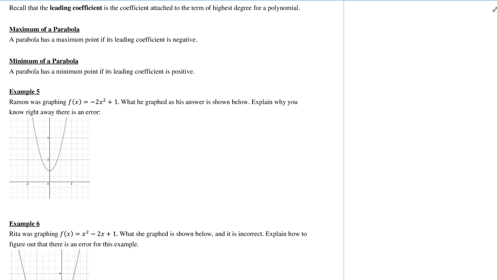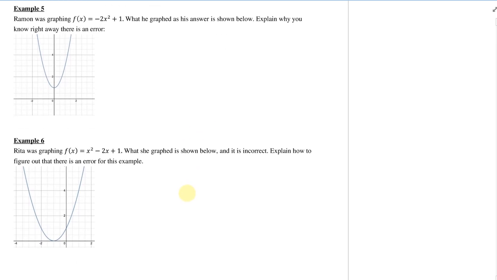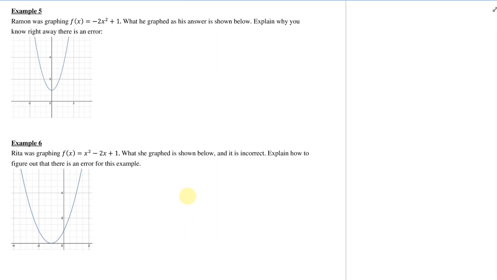So now what I want to do is a quick set of exercises to check your understanding. Using what you know now about maximums and minimums, if this were my quadratic, or the parabola I'm supposed to graph, and this is the answer that this student drew, how would you know right away that there is an error here? Well, because this is negative, my a is equal to -2, so that means the parabola should open down.